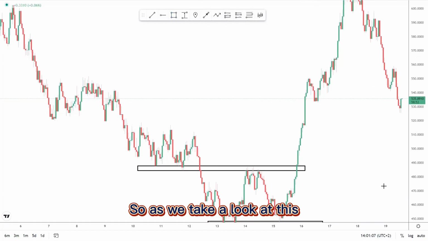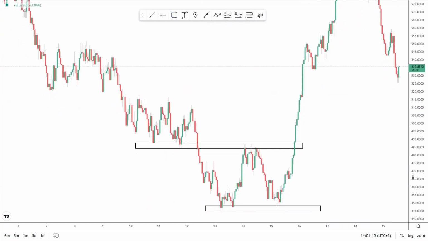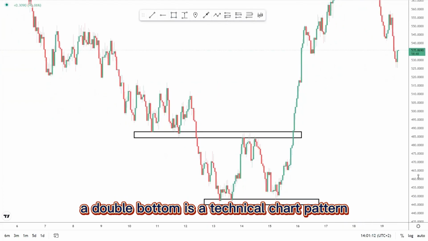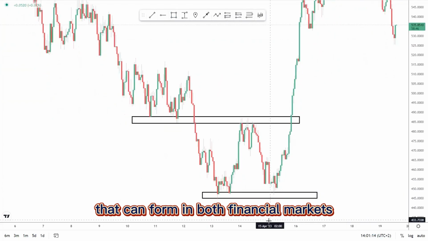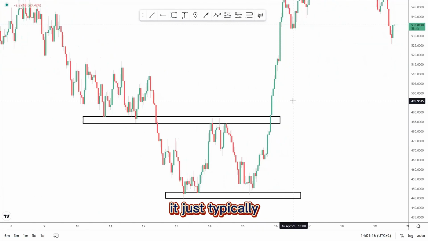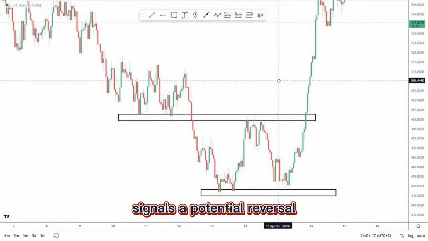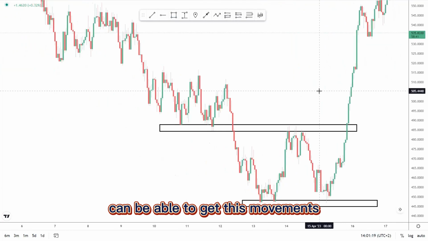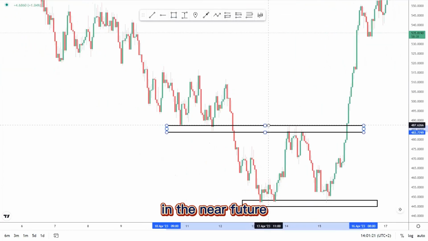So as we take a look at this double bottom chart pattern, a double bottom is a technical chart pattern that can form in both financial markets and synthetic markets. It typically signals a potential reversal of a downtrend and the start of a new uptrend. So here is what you need to know about this pattern so that you too can be able to catch these movements on such trades on your own in the near future.